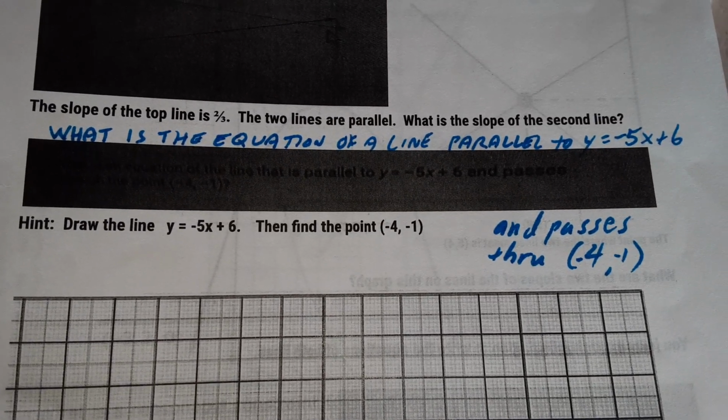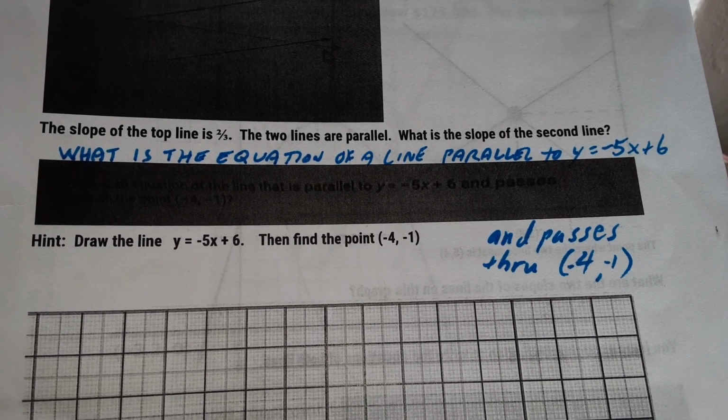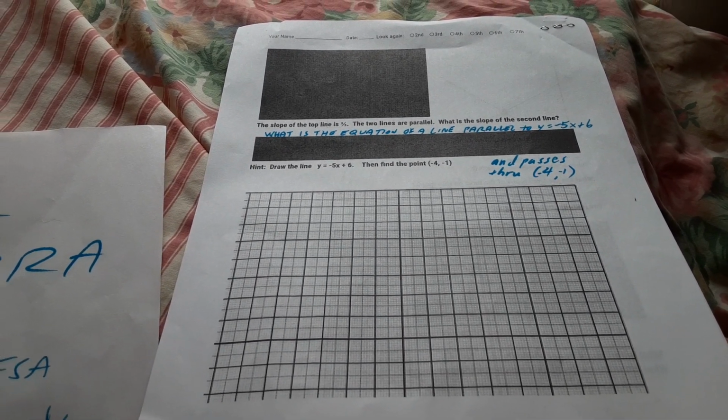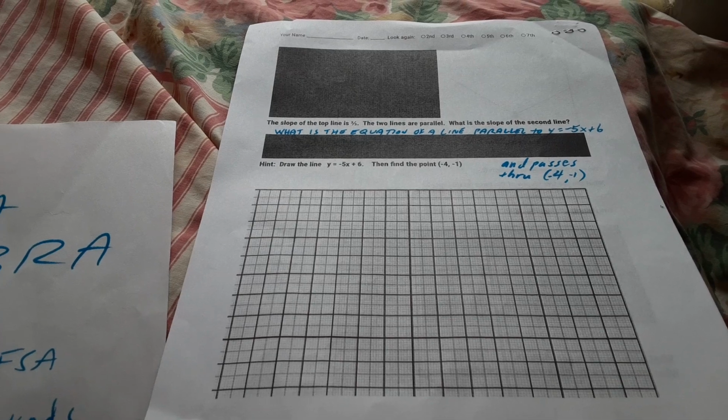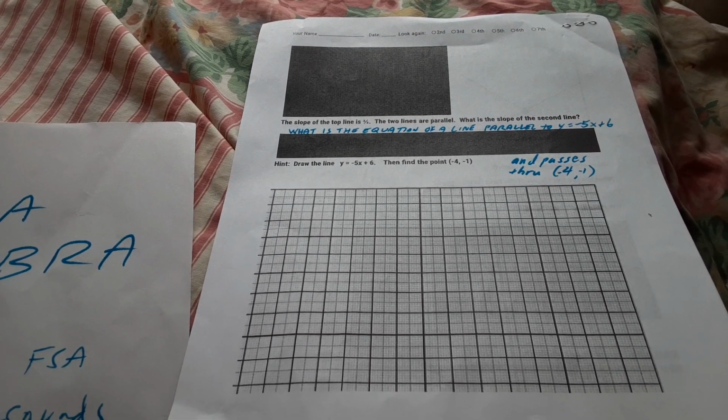What is the equation of a line parallel to y equals negative 5x plus 6 and passes through negative 4, negative 1? Why not actually draw it out, right? Why do we need to have this compulsion on A through F choices?